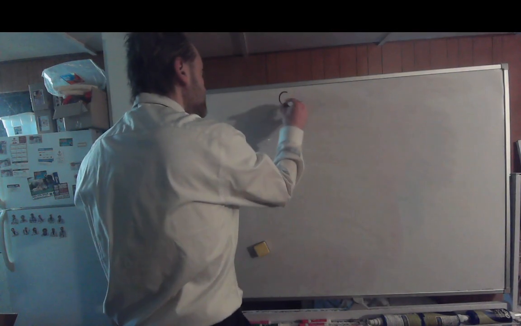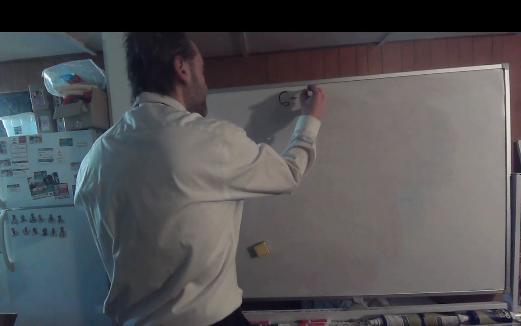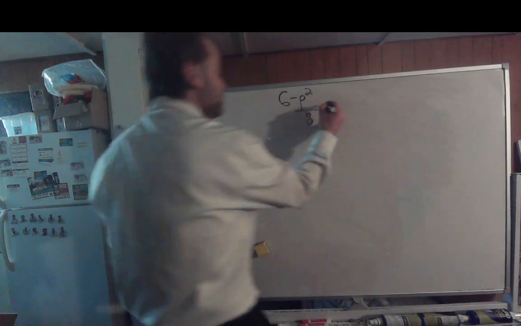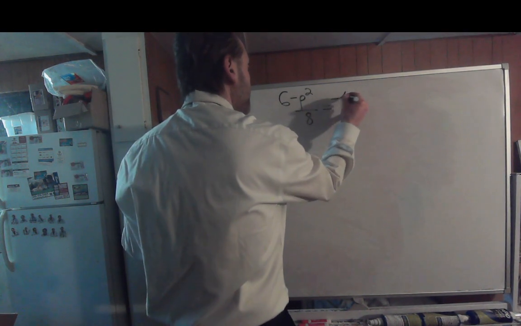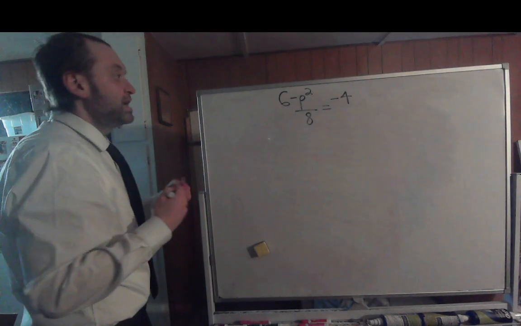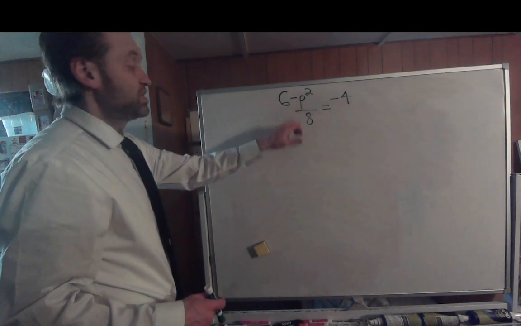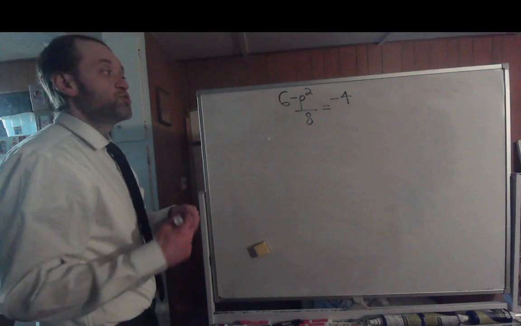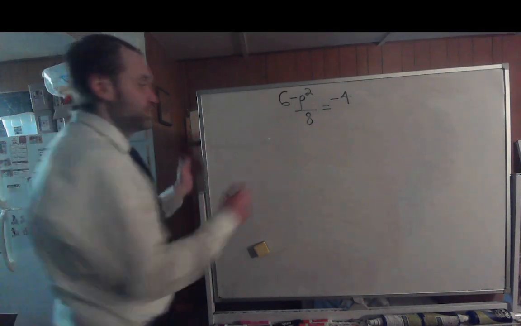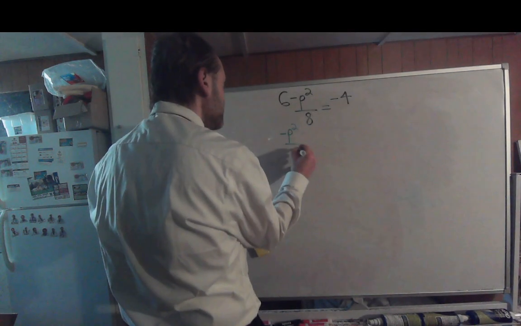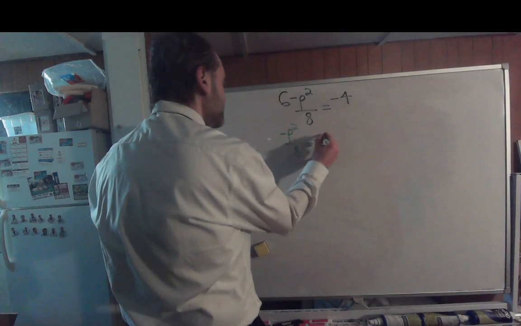Alright, 6 minus p squared over 8 equals negative 4. So we have 6 minus p squared over 8 equals negative 4. First thing I suggest is we get that negative p squared over 8 by itself, so subtract 6 from both sides. You'll just end up getting negative p squared over 8 is equal to negative 10.